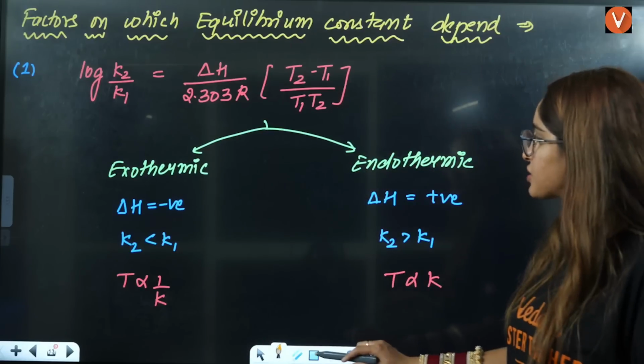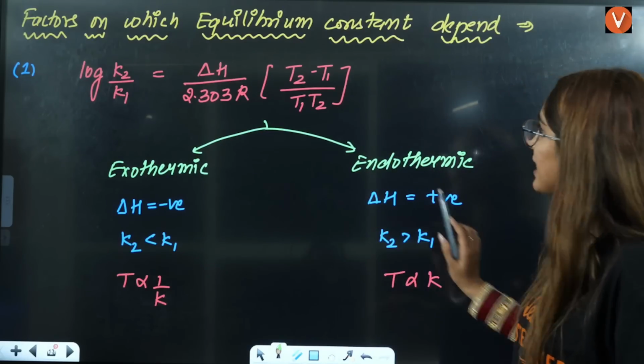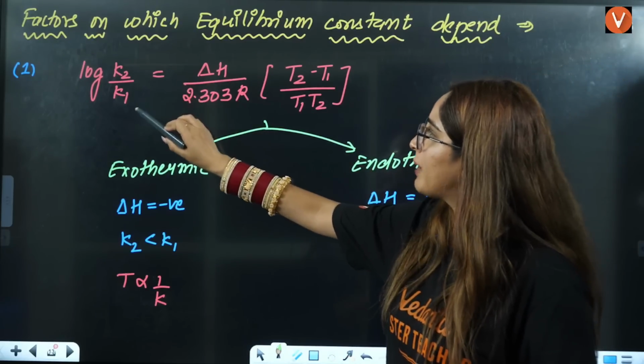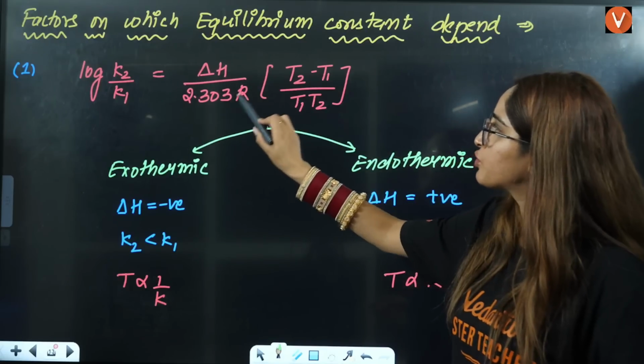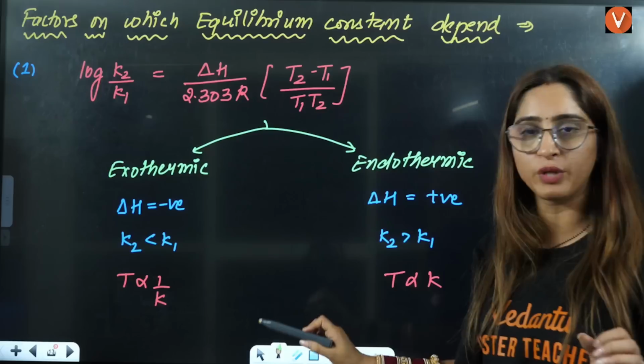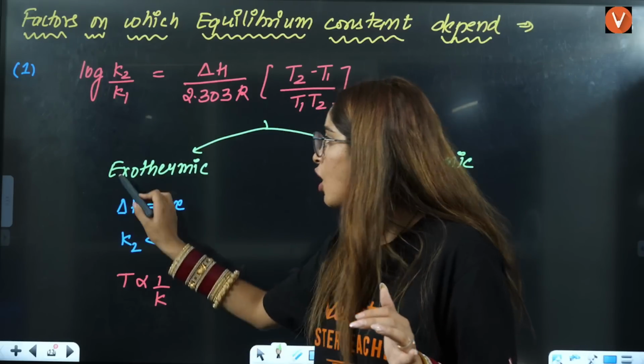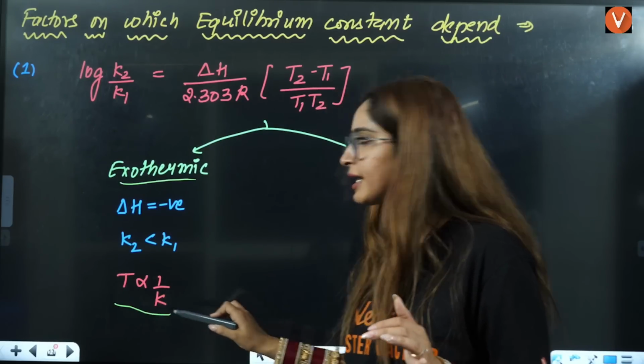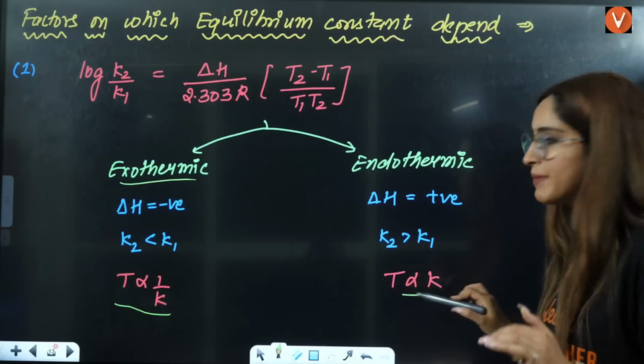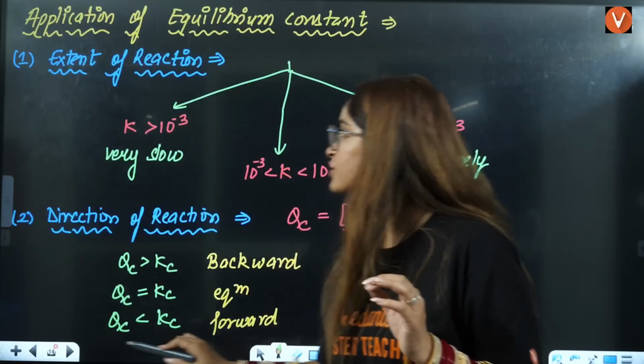Okay. Next is this formula, very, very important. Log K2 by K1 is equal to delta H by 2.303 R into (T2 minus T1) by (T1 into T2). Very, very important formula. For exothermic reactions, T and K are inversely proportional. For endothermic reactions, they are directly proportional to each other.